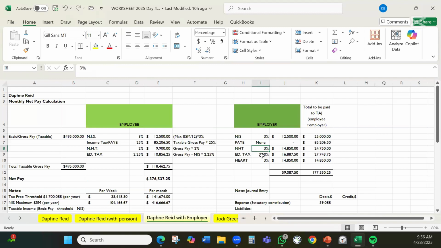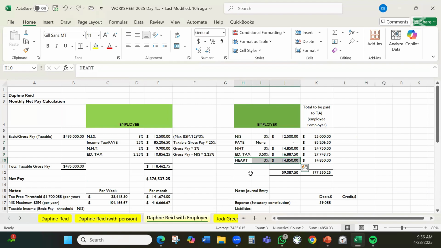For education tax, the employee pays 2.25%, and the calculation is the same. It's just the rate that differs, right? So the employee pays 2.25%. The employer pays 3.5%. For HART, the employer pays 3% of that gross pay, but the employee does not pay. So the difference is the employer does not pay PAYE, only the employee pays that. And the employer pays HART, but the employee does not pay HART.